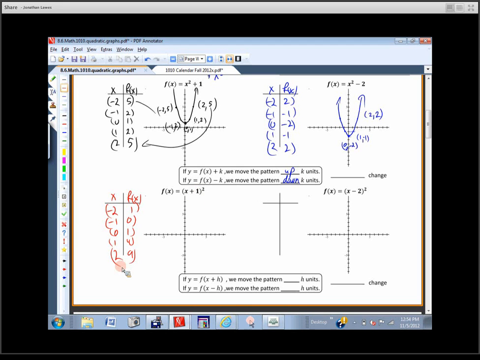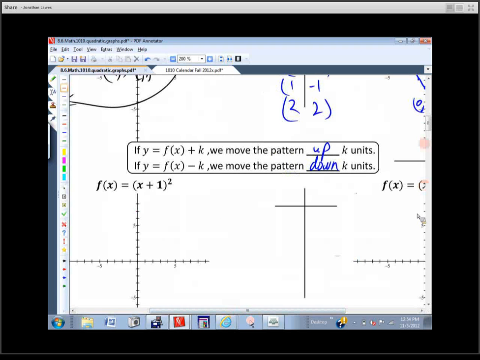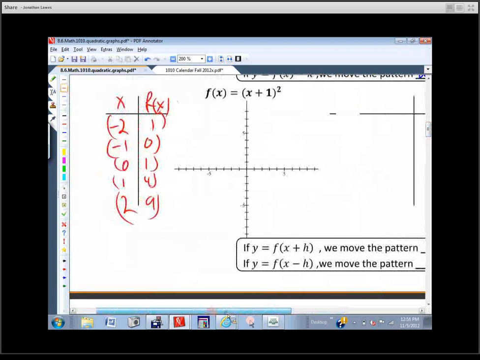Now, let's graph these and notice that something different happens. I'm using the same points I did before, same x coordinates. I get -2 and 1. Let me make this bigger so we can see what's going on here. -2 and 1, so we're right here. -1 and 0, 0, 1, 1 and 4, 2 and 9, so we're way up here. Is it still a parabola? Yeah. Okay, watch please. Need you to watch.